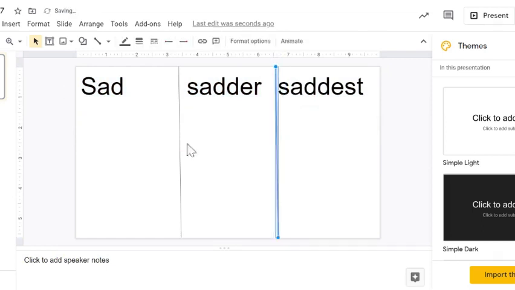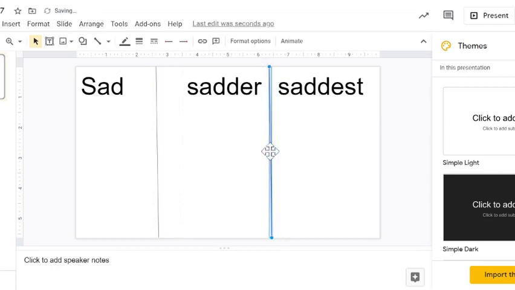I'm going to move my columns over a little bit so you guys can see it pretty good, because it looks like my last word is longer. Okay, sad, sadder, and saddest.